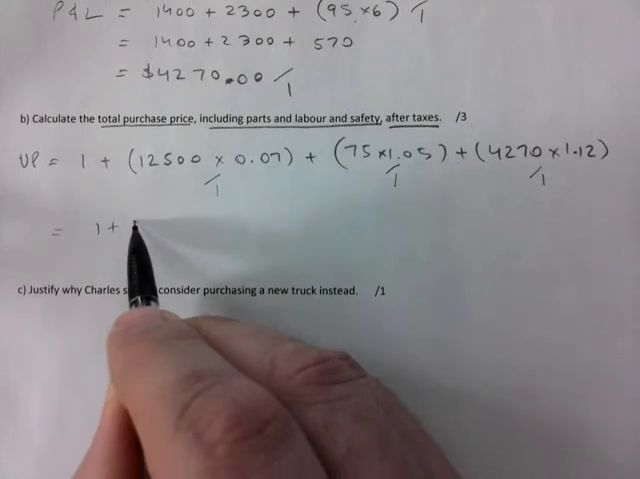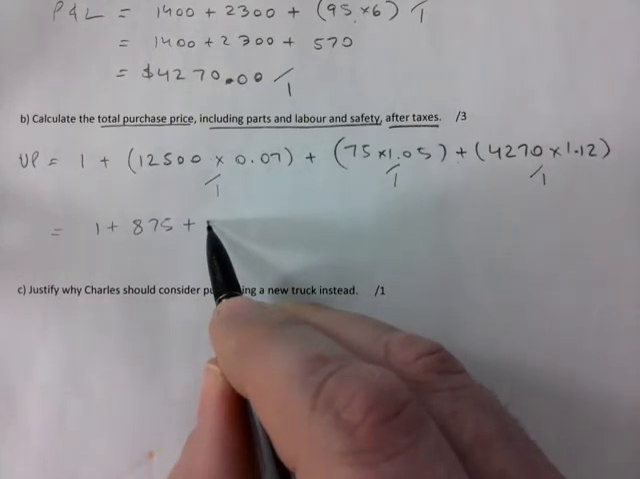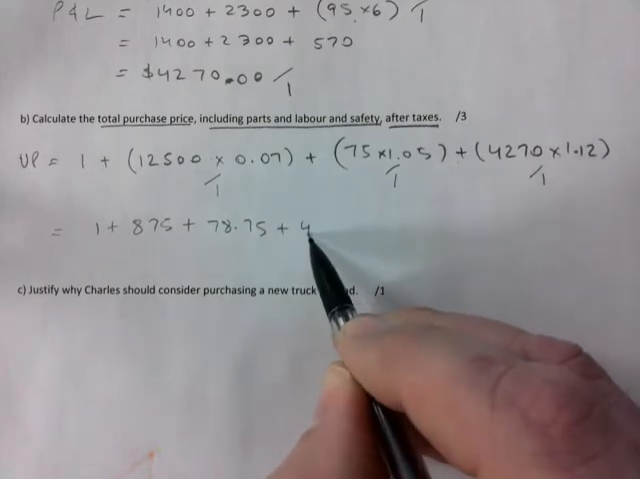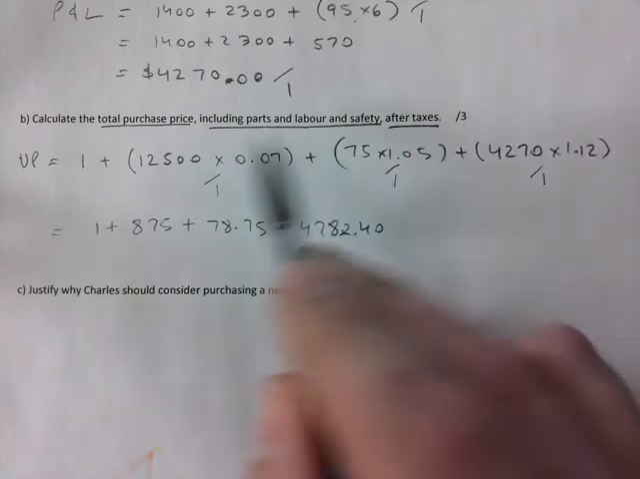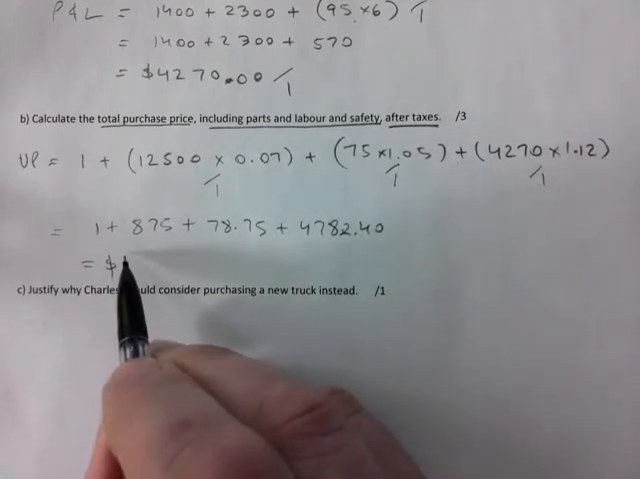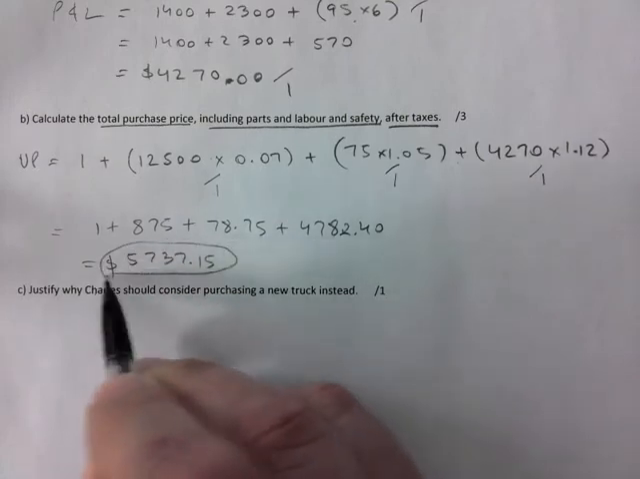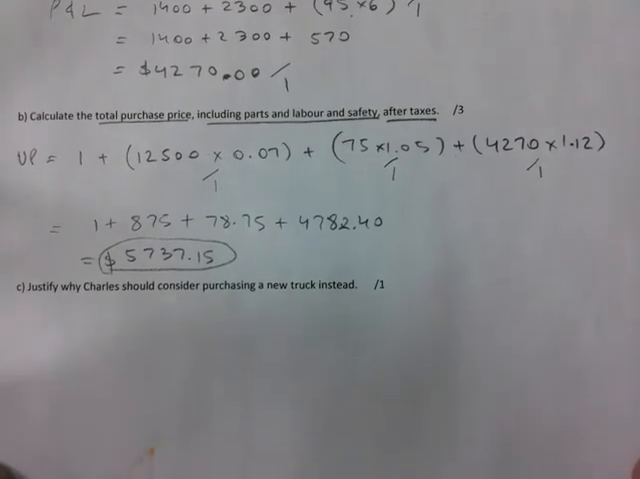So 1 plus 875 is the PST. This is 7875. And then there's 4782.40 for all these brackets. And here's 57,37.15. Still a pretty good deal for a car, right? A truck. 5,700.